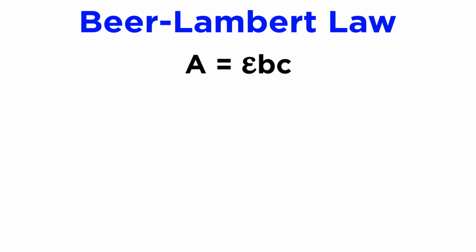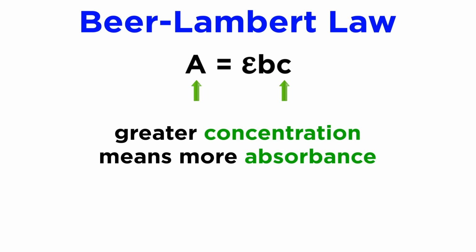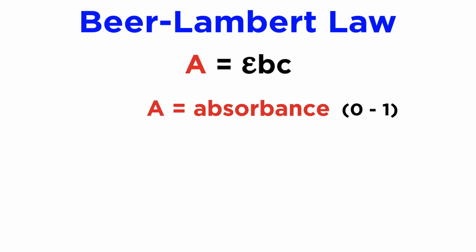Finally, we can apply this concept to solutions by looking at the Beer-Lambert Law. This relates the intensity of molecular absorbance to the molecular concentration. This essentially means that the more concentrated a solution, the more efficiently it will absorb light of a particular wavelength, often in the UV range. A stands for absorbance and will be between 0 and 1. 1 means all the light is absorbed, 0 means none is absorbed.